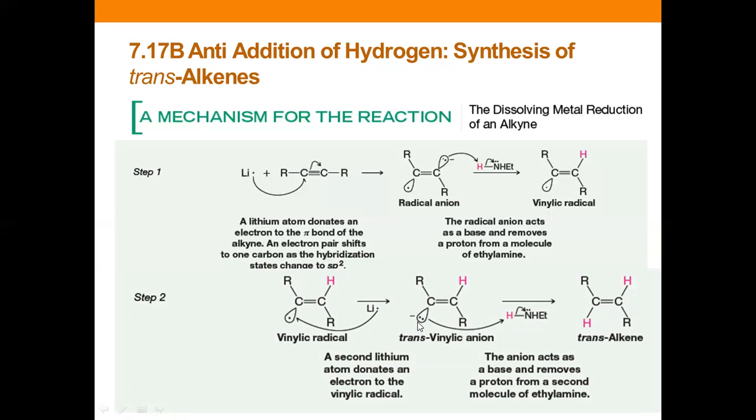It is negatively charged, and it will abstract a proton again from your ethylamine, and of course the electrons from the hydrogen-nitrogen bond will go to the nitrogen to form your ethyl amide. Once it abstracts, you get your alkene in a trans configuration. So the anion acts as a base and removes the proton from the ethylamine, and you get an ethyl amide as one of the side products.